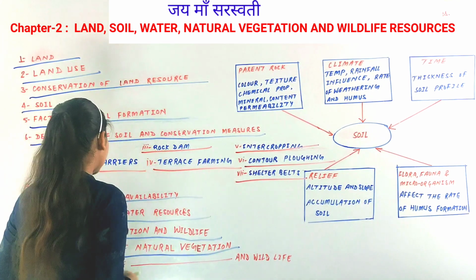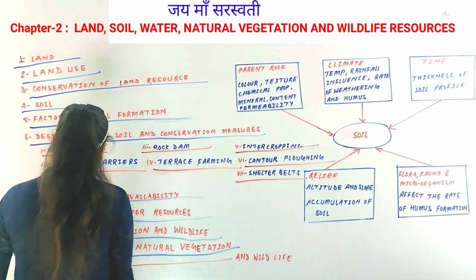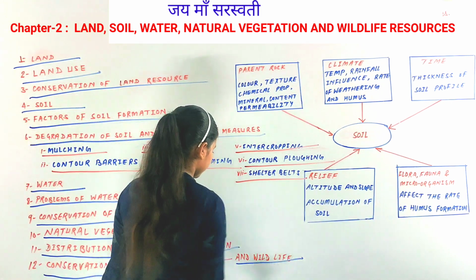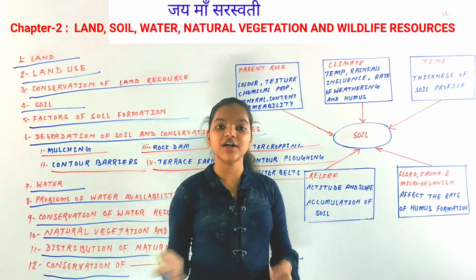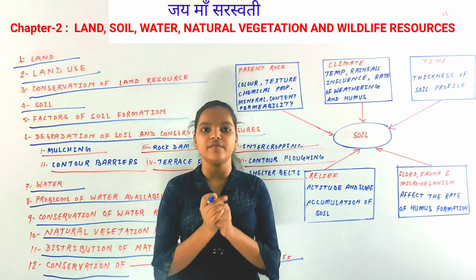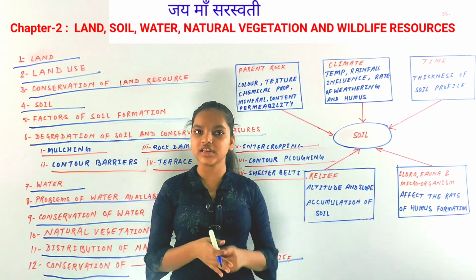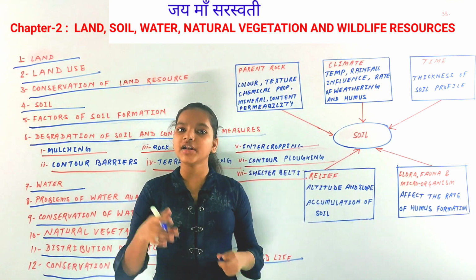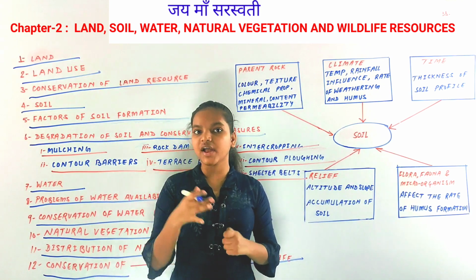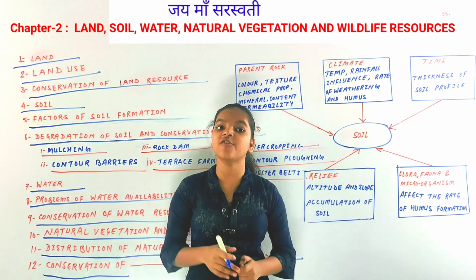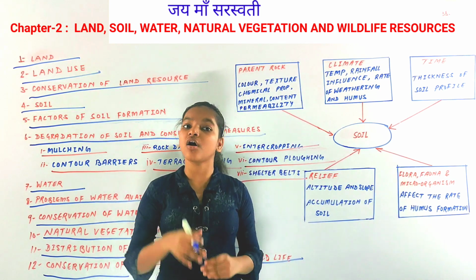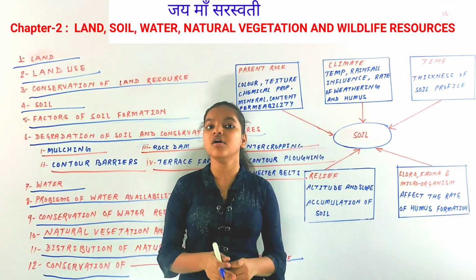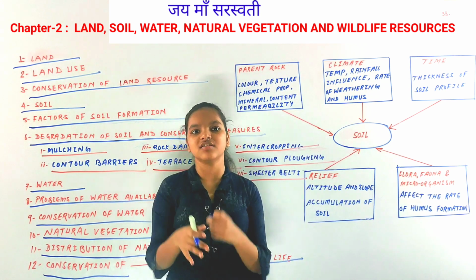So next and last topic of this chapter is conservation of natural vegetation and wildlife. As you know that natural vegetation and wildlife resources are very important resources, but due to many factors, human factors or natural factors, many animals are on the verge of extinction or have become vulnerable, or you can say endangered species.